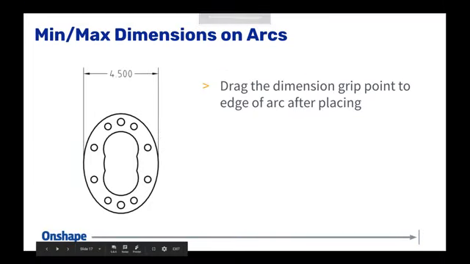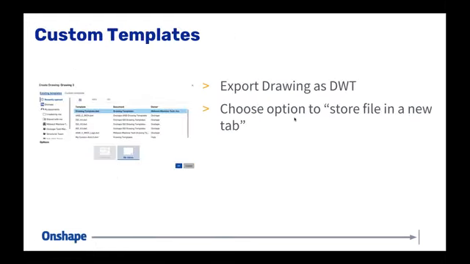This is very similar to what I just showed you, except now you can grab the grip point for dimensions and move them to the minimum or maximum conditions of arcs in your drawing. In the past, these weren't selectable references. So in short, you just grab your dimension grip point, drag it to the end of an arc or circle, and it will allow you to attach it to that furthest extent, right? That's something we really didn't have in the past.